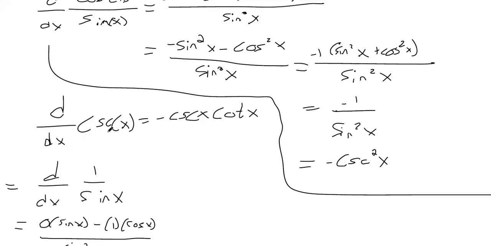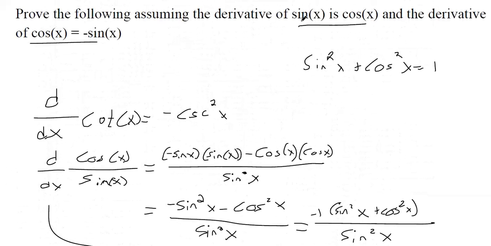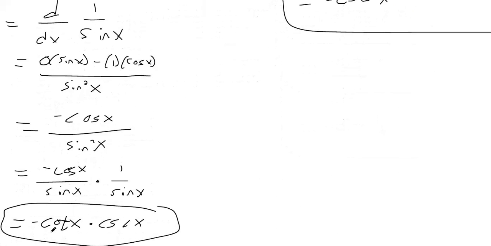The derivative of cosecant of x, using only those two definitions: the derivative of sine is cosine, the derivative of cosine is negative sine. The derivative is done here.